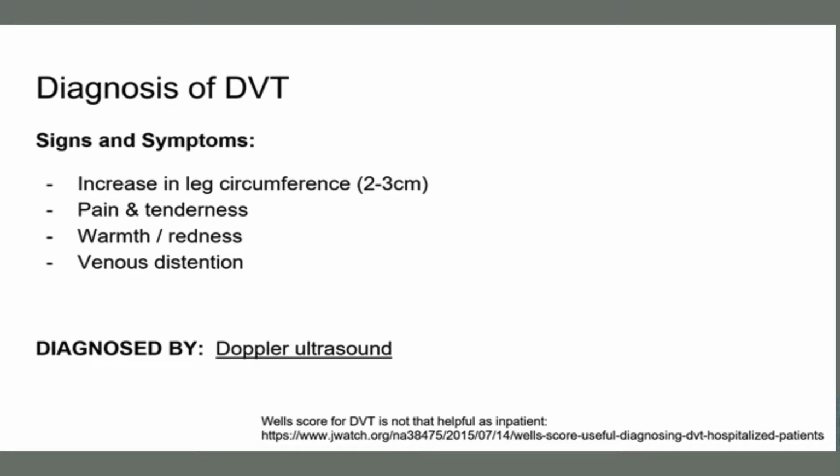The diagnosis of a DVT, most common signs and symptoms include increase in leg circumference, pain and tenderness at the site, warmth and redness, and venous distension. You won't always have all of these. Sometimes these are tough to catch, but what we do use is a Wells score. That being said, a Wells score for DVT is not really helpful for inpatient. It's more of an outpatient setting. But ultimately, the diagnosis is going to be Doppler ultrasound, a very low invasive test that is easy to rule out DVTs.